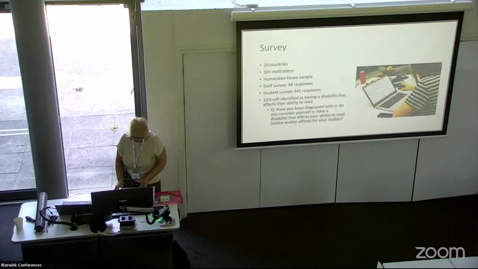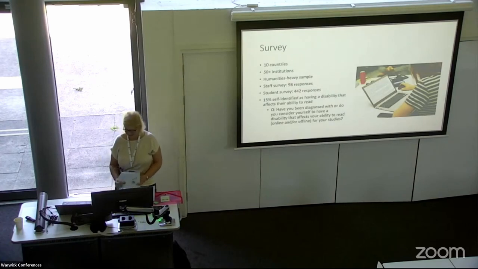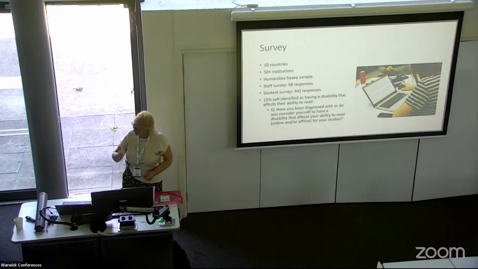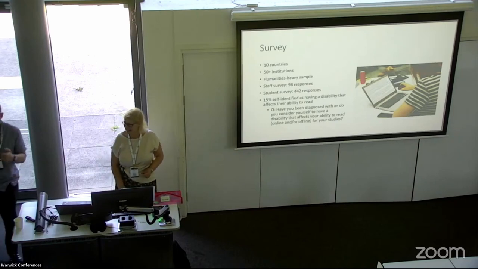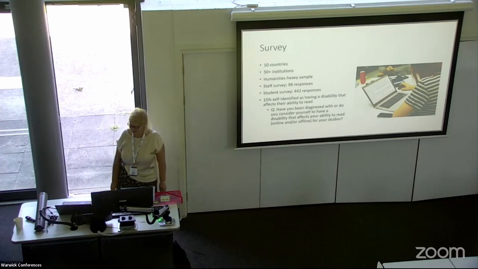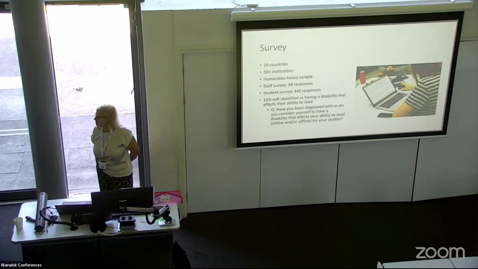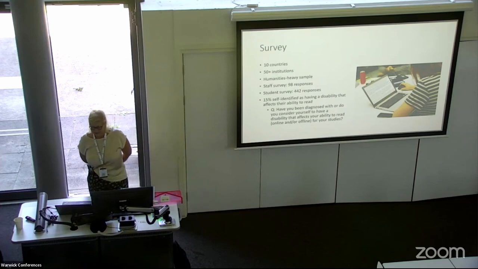So we did the survey. We got responses from 10 different countries, about 50 different institutions. Given our backgrounds and our networks, and perhaps the sorts of people who are interested in reading a bit more, we got a kind of humanities-heavy sample, about 100 staff. These are responses we could actually read. We actually got several hundred more, but we got about 100 staff responses and about 450 from students. And about 15% of the student responses self-reported as having some sort of disability that affected their ability to engage in reading in digital spaces.